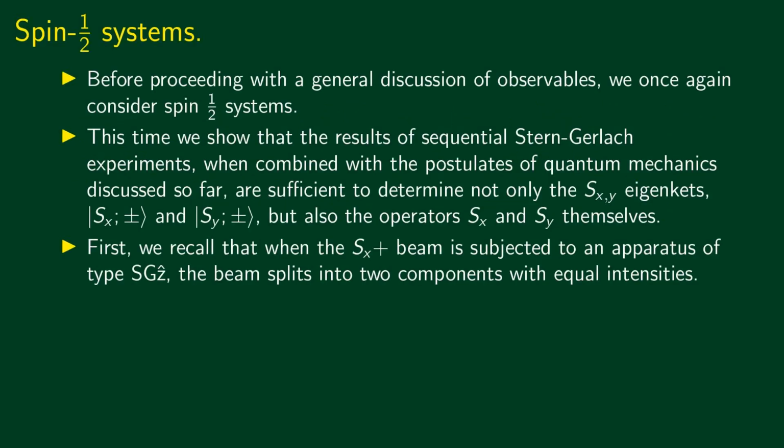Now, before proceeding with the general discussion of observables, we once again consider spin half systems. The spin half systems are the simplest systems that we can imagine in quantum mechanics. The reason is that we have seen from the experiments that if you measure the spin of an electron along any direction, there are only two possible measurement outcomes. You either get plus h bar by 2 or you get minus h bar by 2. This is an experimental fact, something that we see in experiments. So we see that there are only two measurement outcomes.